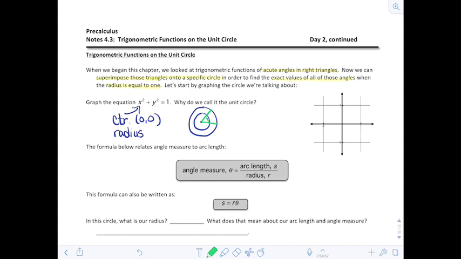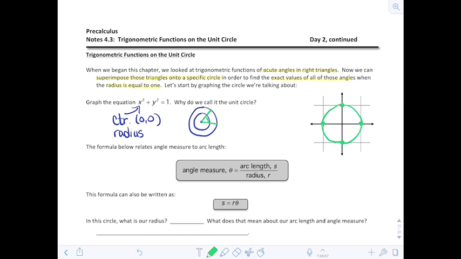Okay, so we're going to put ordered pairs on our unit circle of (1, 0), (0, 1), (-1, 0), and (0, -1). So this would be our unit circle of radius 1. And this is what we're going to study.